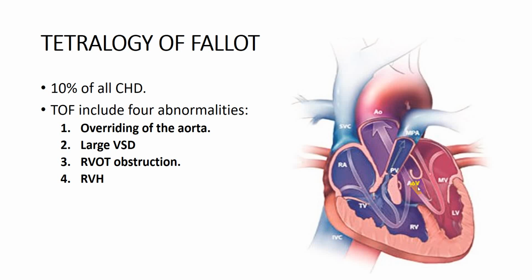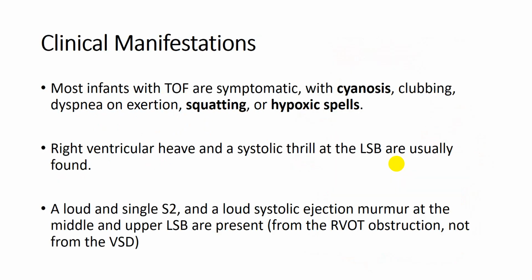With time, pink TOF or acyanotic TOF develops progressing severity of the RVOT obstruction, increased severity of PS, resulting in classic TOF within 1 to 2, sometimes 3 years of age. So, presentation: most infants with classic TOF are symptomatic, with cyanosis, clubbing, dyspnea on exertion, squatting, which is characteristic for TOF, or hypercyanotic spells, hypoxic spells or tetralogy spells.